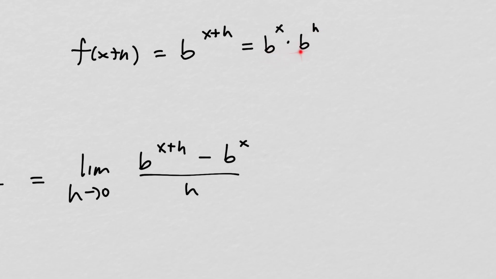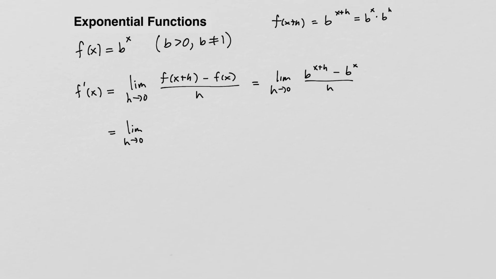This is the property that says if you have a common base and you're multiplying together, you can keep that base and just add the exponents. And so what I'm doing is taking that property, but I'm using it to take this apart. So I'm going to rewrite b to the x plus h in this way. So this becomes the limit as h goes to 0 of b to the x times b to the h minus b to the x, divided by h.